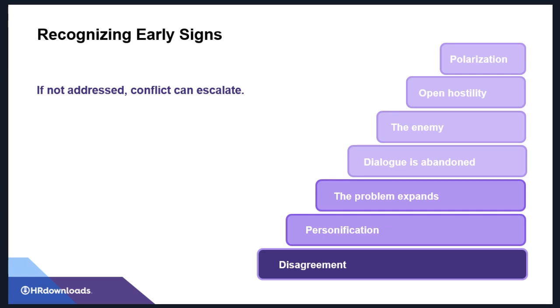So at the bottom, it starts with a simple disagreement. This is where each party sees things a little bit differently and wants a different outcome. But if it's not addressed at this level, the next step that happens is personification.